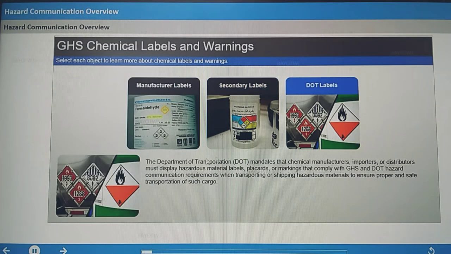The Department of Transportation, or DOT, mandates that chemical manufacturers, importers, or distributors must display hazardous material labels, placards, or markings that comply with GHS and DOT hazard communication requirements when transporting or shipping hazardous materials to ensure proper and safe transportation of such cargo.